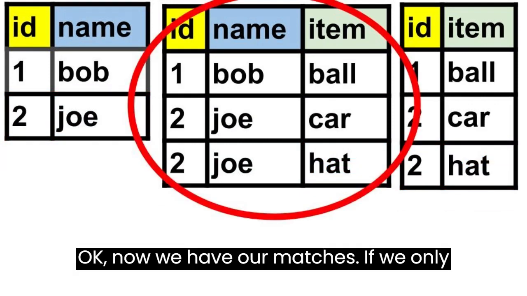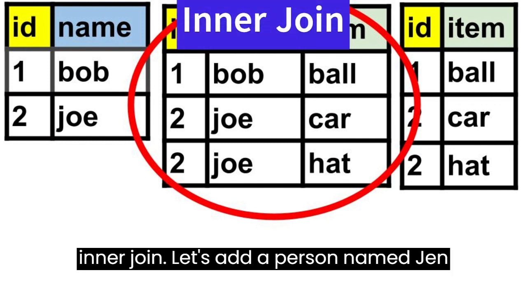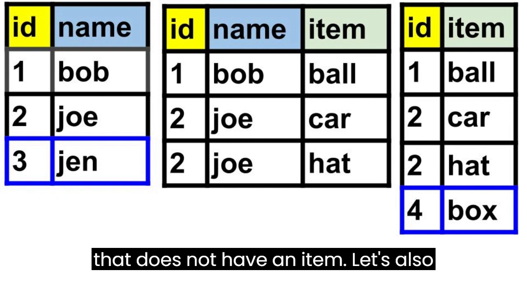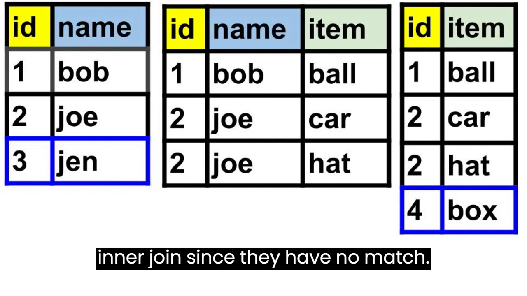Okay, now we have our matches. If we only want our matches, then we can just run an inner join. Let's add a person named Jen that does not have an item. Let's also add a box that there is no owner of in the people table. They won't be in the inner join since they have no match.